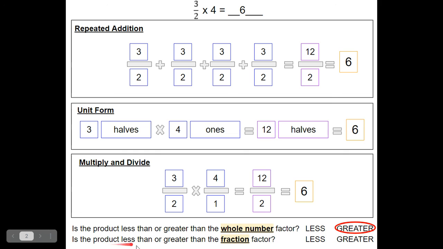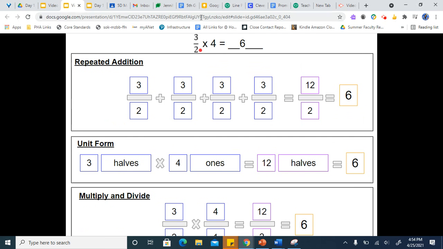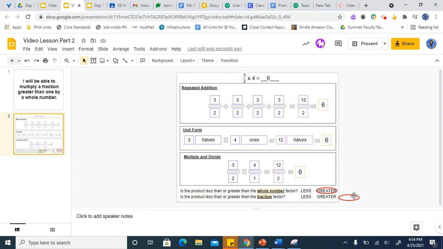Now let's answer the next question. Is the product less than or greater than the fraction factor? Well, the fraction in this multiplication sentence is 3 halves, which we know is the same as 1 and 1 half. Well, 6 is bigger than 1 and 1 half, so we know that our product or answer is also greater than the fraction factor.